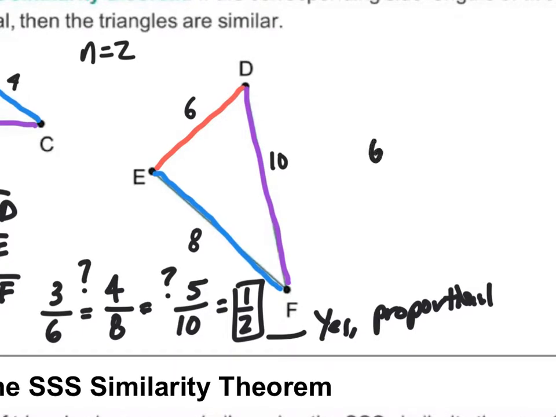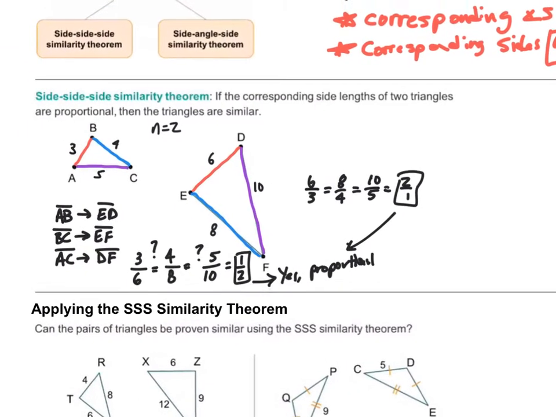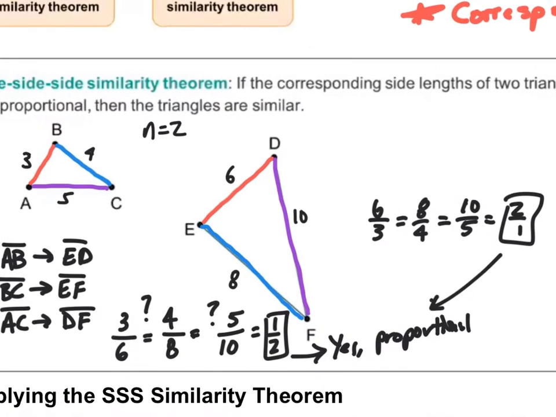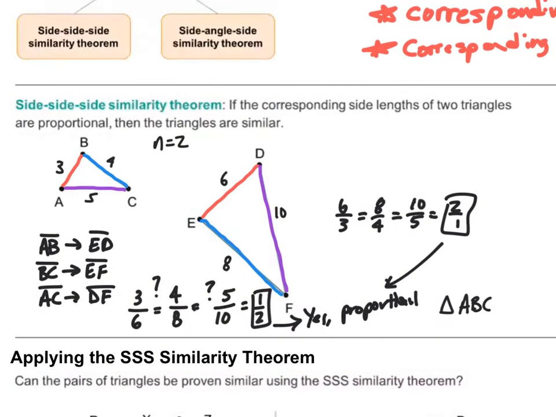And you could go the other way. You could take 6 over 3. Is that equal to 8 over 4? Is that equal to 10 over 5? And if you simplified all those numbers, you get the same value of 2 over 1, okay? And that's the idea, that you also say that, yes, they are proportional. And so then if you go back through and say, yes, these are proportional, then you can say that triangle ABC, and let's see what corresponds with A. A corresponds with D.